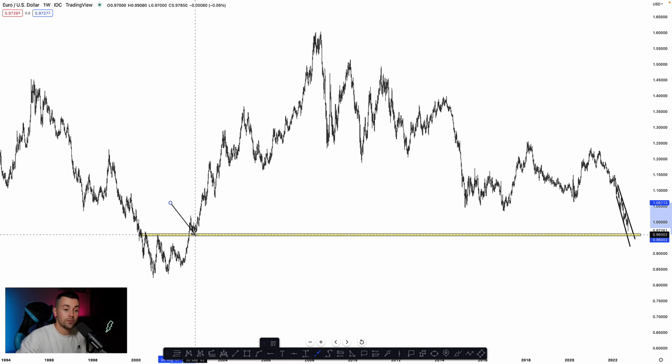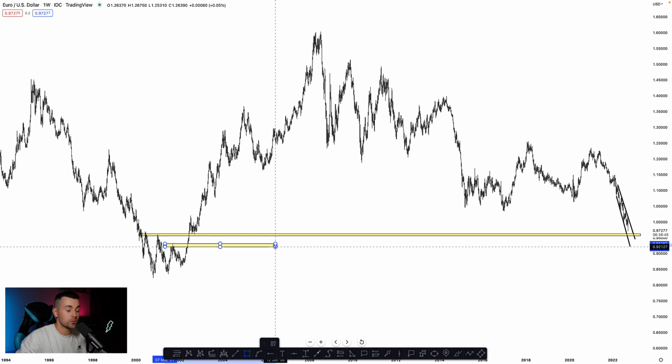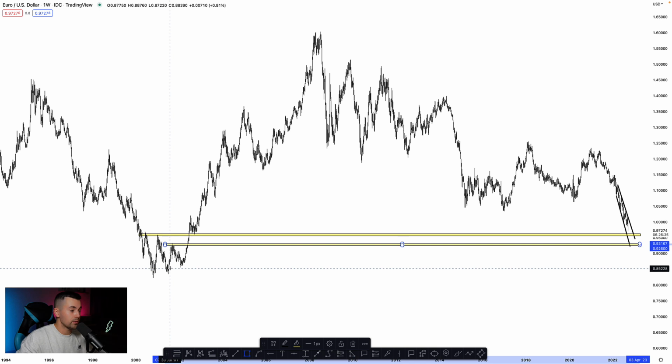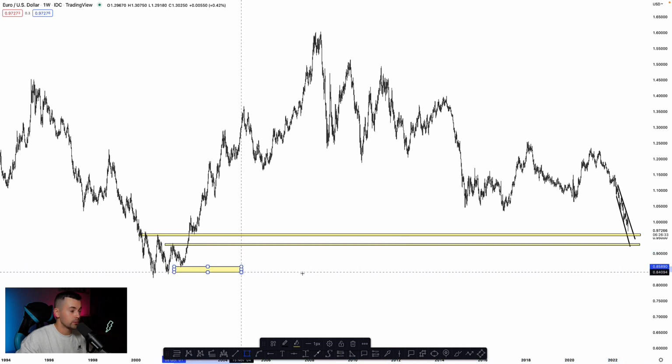So I would definitely consider that horizontal structure in our analysis. Then we also have some important structure right here. Yes, I hope you see that. So let's add that to our chart as well. Yes, that spike right here, that high. And then the structures right here.